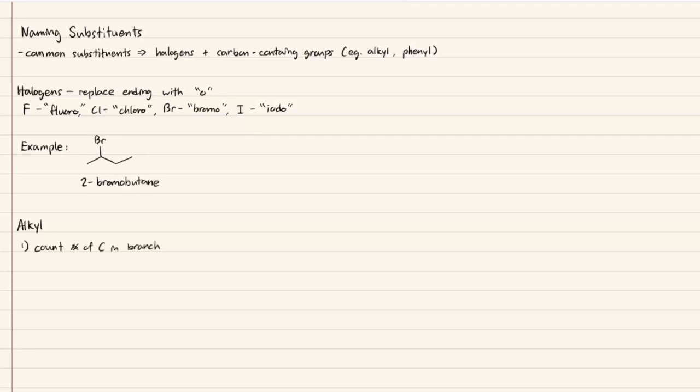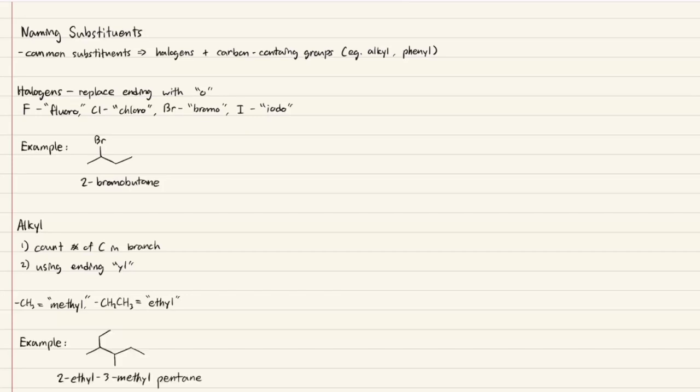First, we count the number of carbons in the branch and then use the ending yl to imply that the group is a substituent. For example, a 1-carbon substituent is called a methyl group, and a 2-carbon substituent is called an ethyl group. For example, 2-ethyl-3-methylpentane. Methyl and ethyl substituents are short and do not have any branched isomers. We can also abbreviate methyl as Me and ethyl as Et.